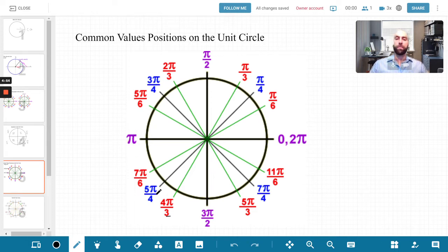For the bottom, you can see the other points shown in red. In the fourths, we have 0, pi over 4, pi over 2, 3 pi over 4, and pi, and so on all the way around the rest of the circle.